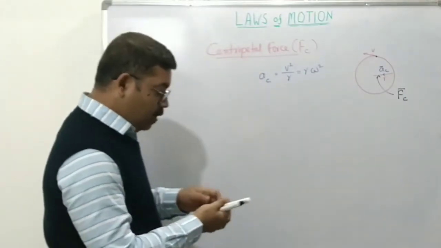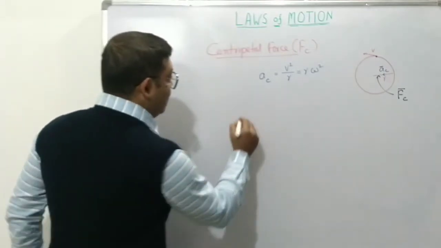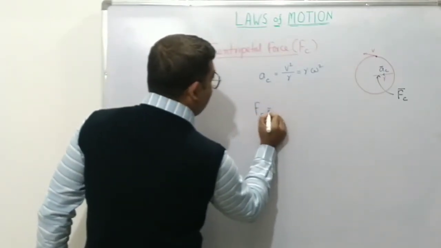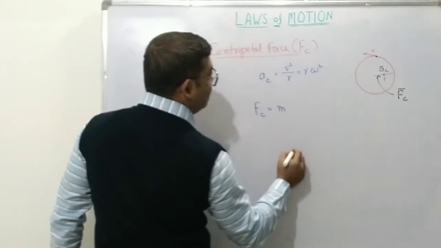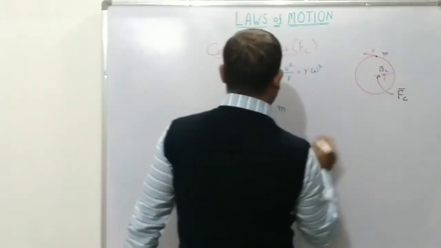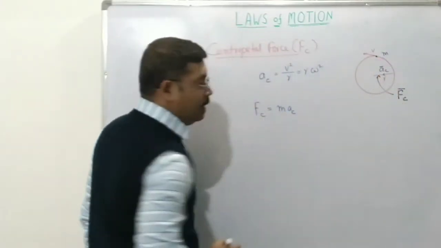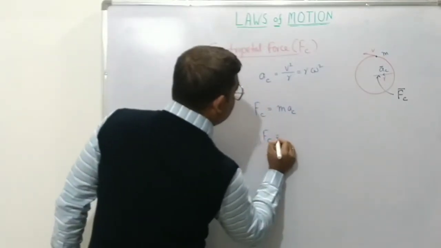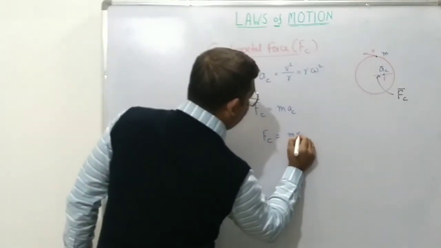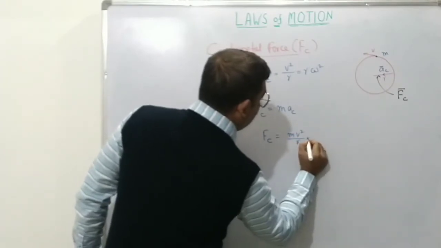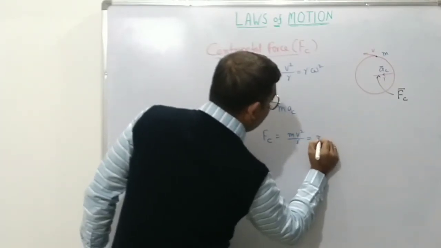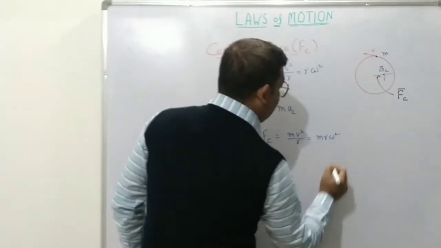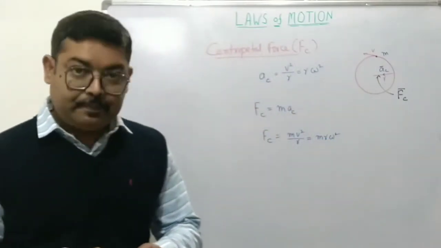And by Newton's second law we can easily say that this force Fc can be given by the mass of the object m into AC, which means that F centripetal is equal to m v square by r, or we can also say that it is equal to m r omega square.